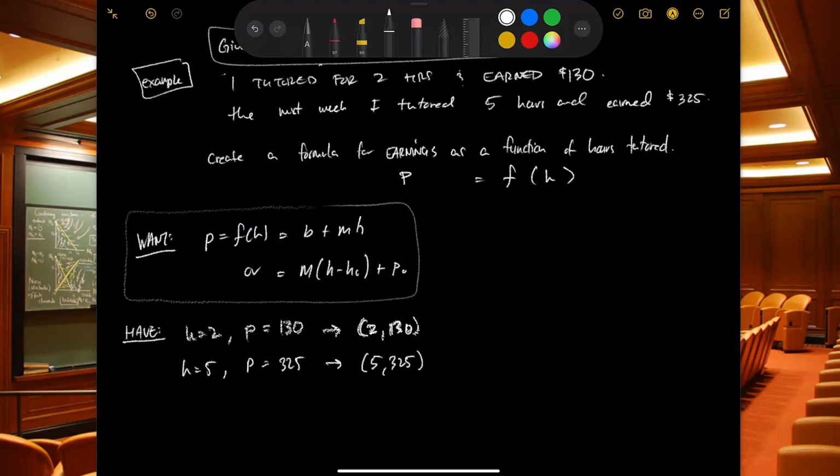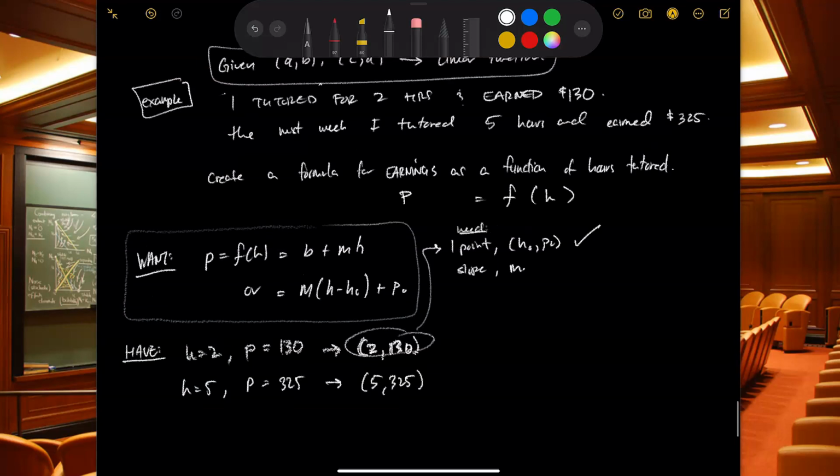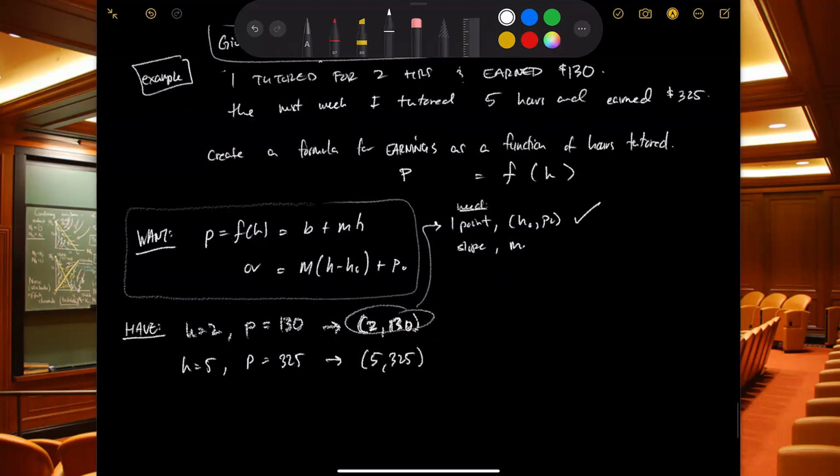What do I need? Well, I need a point and the slope. So I need 1 point, H naught, P naught, and I need the slope, M. Well, I've got 2 points, so I definitely have 1 point, and it turns out it doesn't matter which I choose. So I've got 1 point, so I'm good. But I don't have the slope, right? My rate wasn't given. I just was given how much I earned based on how much time I put in. So I don't have that slope.